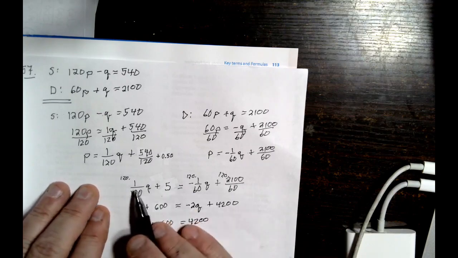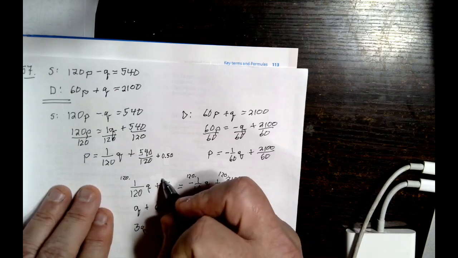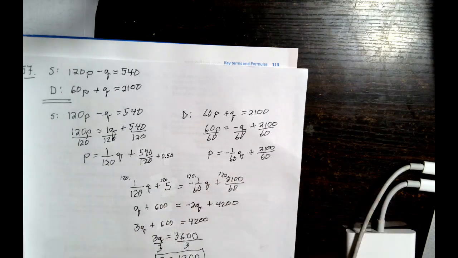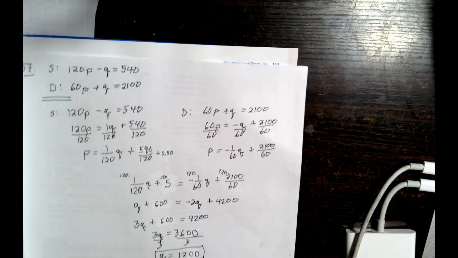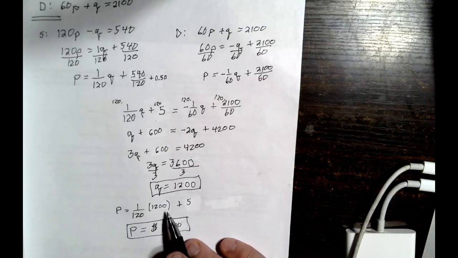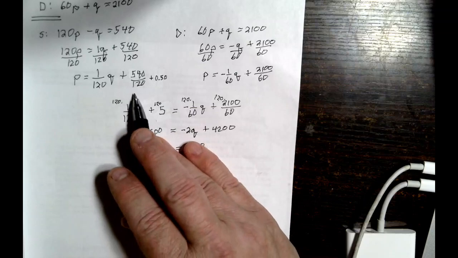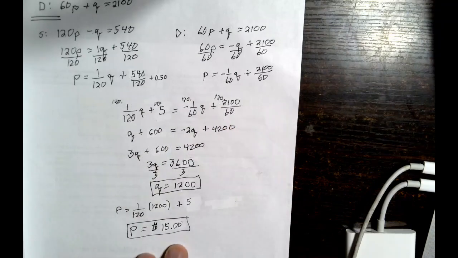And when you get this big long guy with all these fractions in it, I multiplied everything by 120. And so I get this guy, and this guy simplifies down to Q equals 1,200. I plug that number back into either one of these guys, either this one or that one, and I get price of $15.